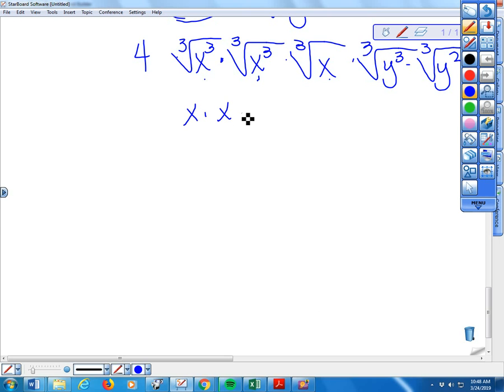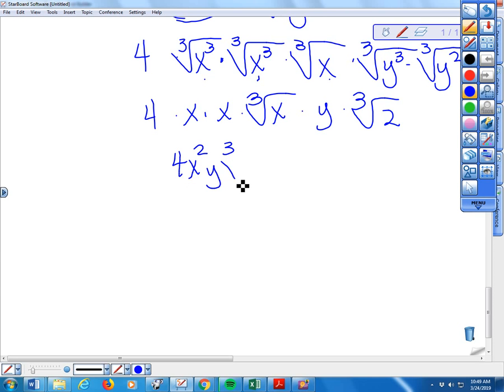I can't do this one anymore, so this stays in. This is y, and I can't do this one anymore. That stays in. And I have all of this times 4. So that gives me 4x squared y times the cube root, and I can then bring these two together. This should be a y, sorry about that. Y squared of xy squared.